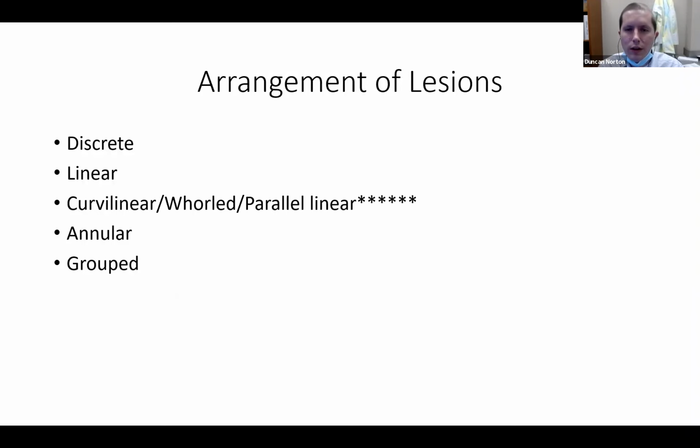So what is the arrangement of the lesions? Are they discrete? Are they linear? Are they curvilinear? Are they whorled or parallel? And I say this because when we talk about curvilinear or whorled, they can follow something called lines of Blaschko, and there are some differentials that you need to know about that.